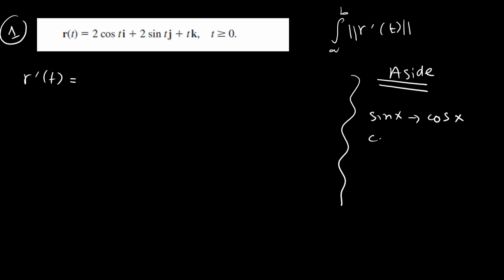And what's the derivative of cos x? It's negative sine x, okay? So just remember this, and it's going to be a piece of cake to find the derivative, okay? Now, let's come back to the problem.